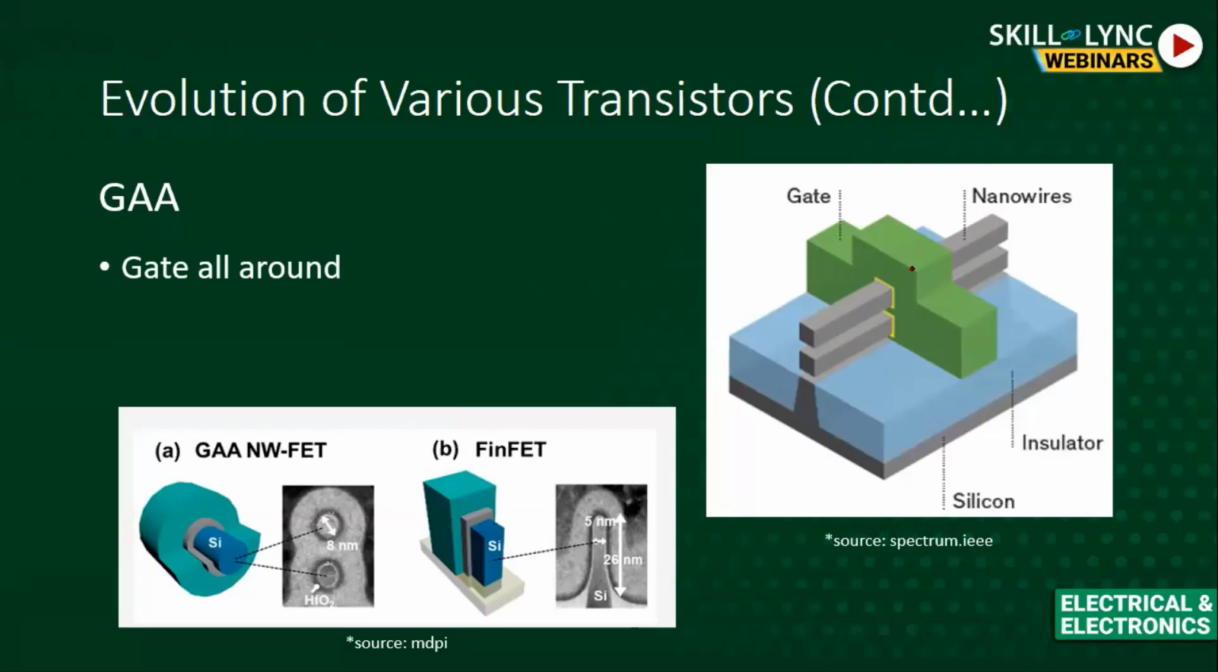From the source to drain, we'll have the communication, and this gate is surrounded completely from all four dimensions. That means top, left, right, and bottom will have the gate, and again we'll be supplying the potential to the gate, and the channel will be formed in between. So that means we'll have even better controllability compared to my FinFET.